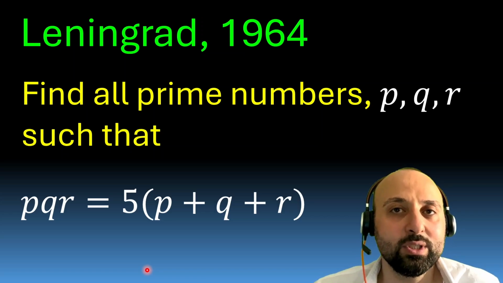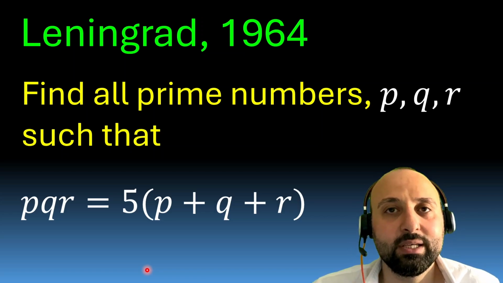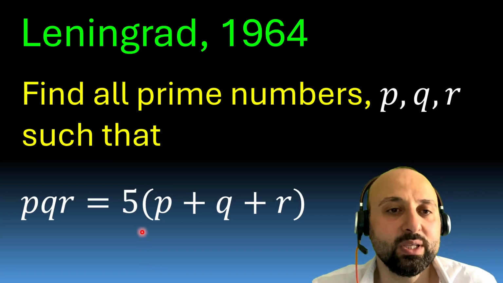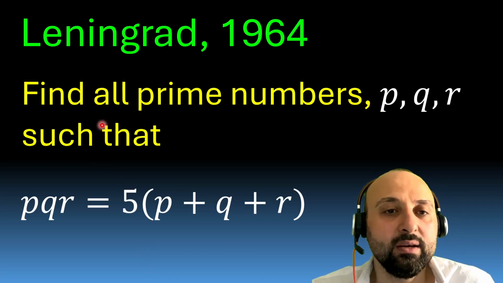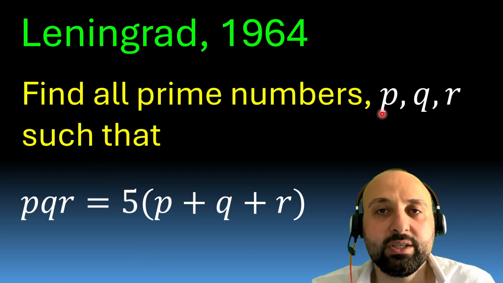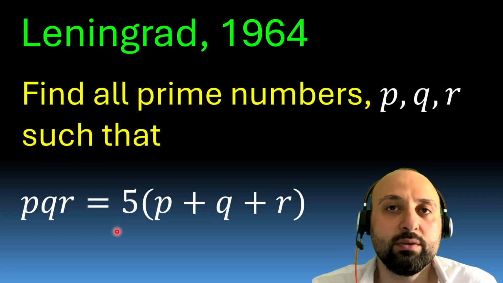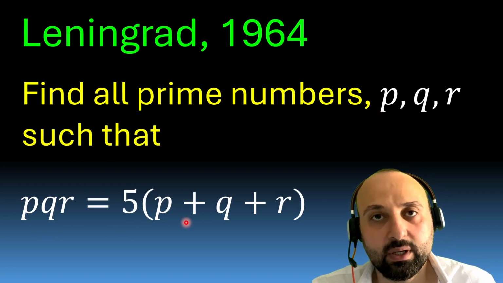Hi, here we have a question from Leningrad Mathematical Olympiad, year 1964. This is for 8th grade and is a relatively easy question. The question says, find all prime numbers p, q, and r such that p times q times r is equal to 5 times (p plus q plus r).